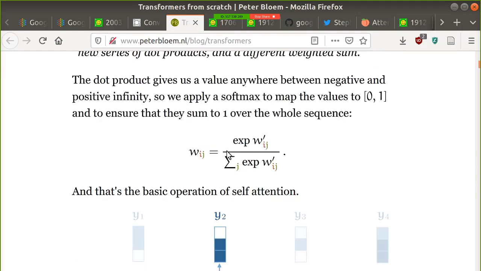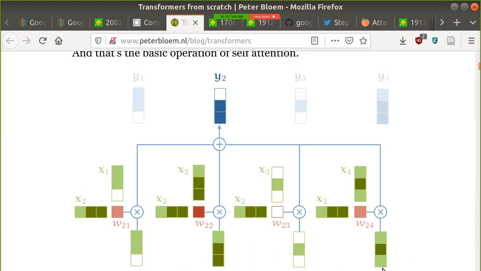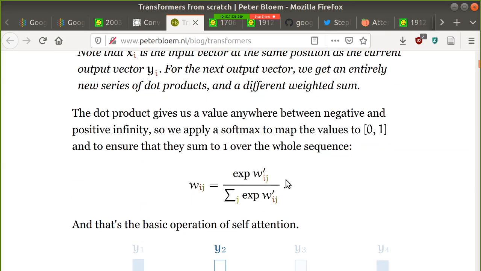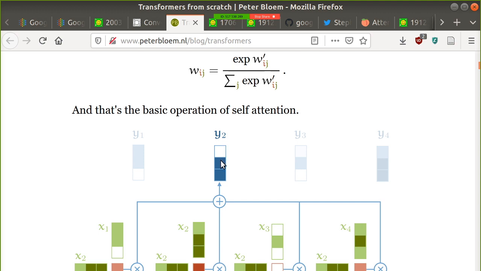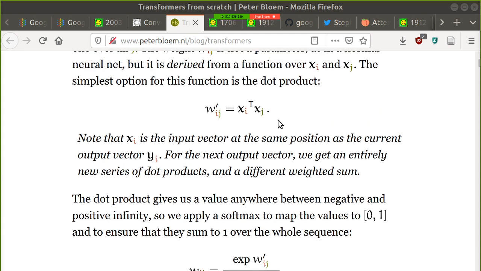So if we put this in visual form, right? We have our inputs here, x1, x2, x3, x4. Now we're going to compute the output y2. So that means we'll take input x2, we'll dot product it with x1 and make w2,1. We'll dot product it with itself, make w2,2. We'll dot product it with x3 and make w2,3, and so on. So this gives us our w's. We put them through a softmax, which basically says put it through the exponential function to make it positive, and divide by the sum to get weights that sum to 1, and then use these to do a linear combination and make y.